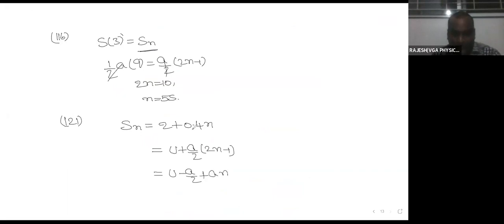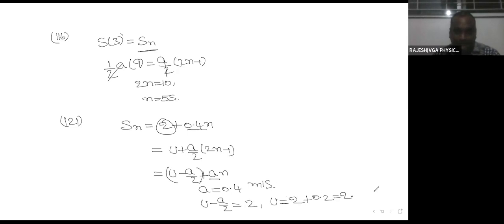That means the coefficient of n is a. That is a is equal to 0.4 meter per second square. But remember, 2 is not u. U minus a by 2 is 2. So, u is equal to 2 plus a by 2. 0.4 by 2 is 0.2. So, 2.2 meter per second. So, when you compare this one, coefficient of n is a. Whatever n coefficient is there, that is equal to a. This is u minus a by 2. Right? So, next, 122 also.